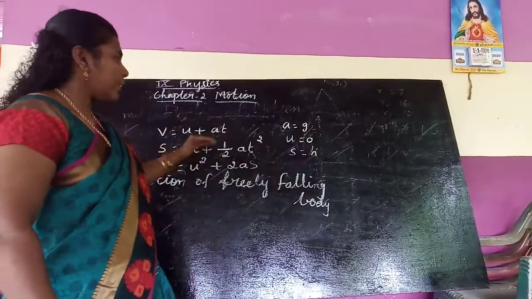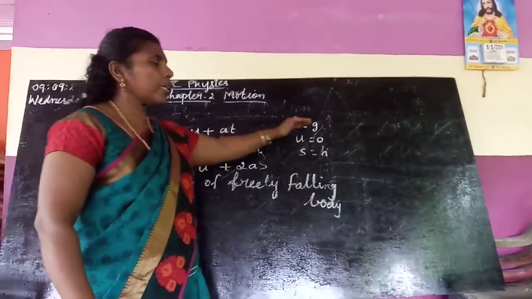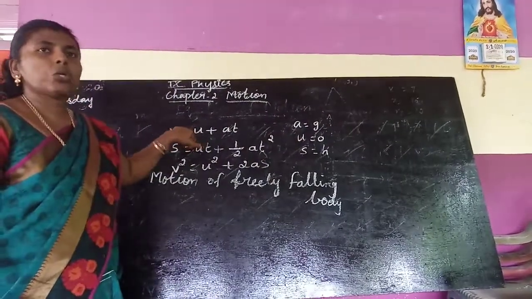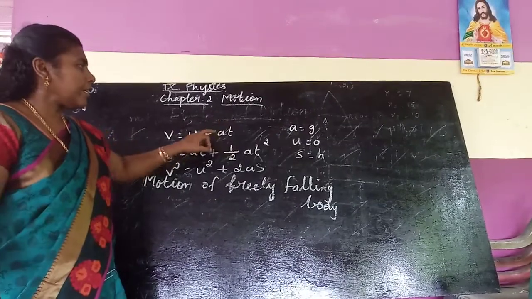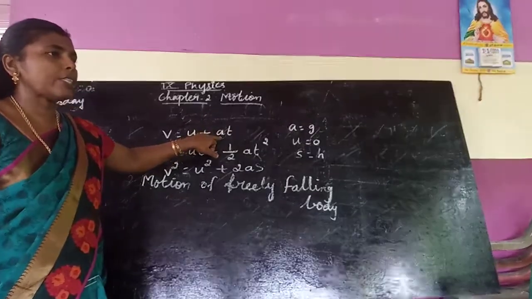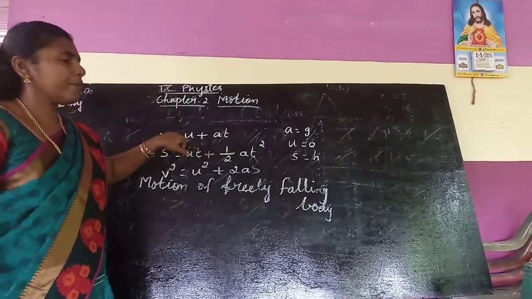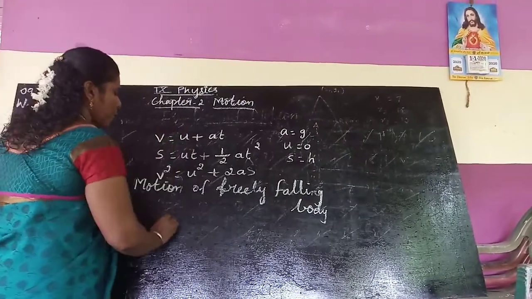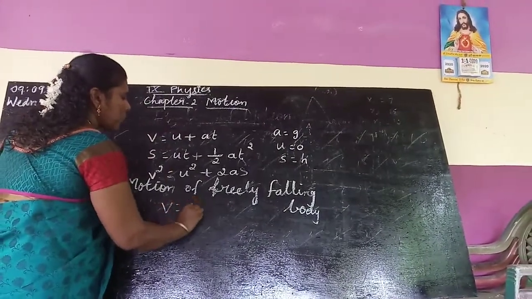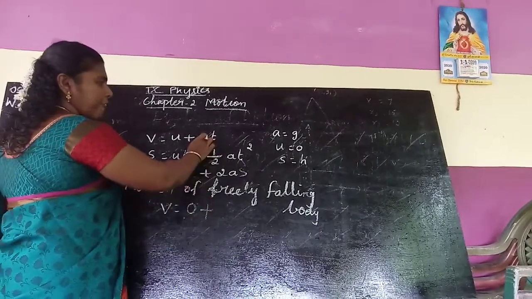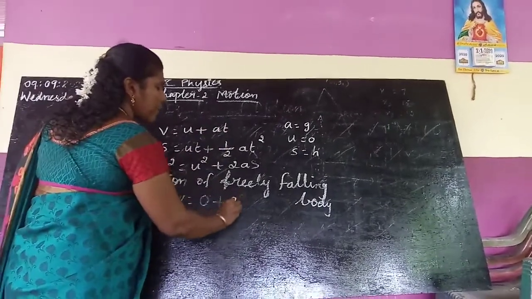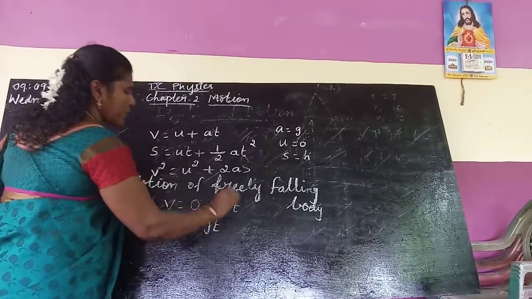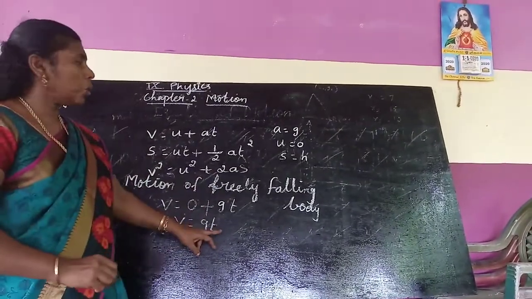Now, we are changing these equations by substituting these values. Now, listen, first equation, v equal to u plus at. Instead of a, what do you have to write? g. Instead of u, we have to substitute 0. So this equation becomes v equal to 0 plus g t. So v equal to g t. First equation changed, v equal to gt.